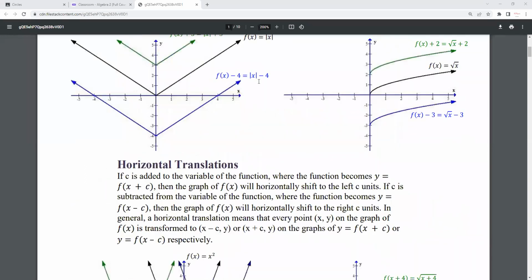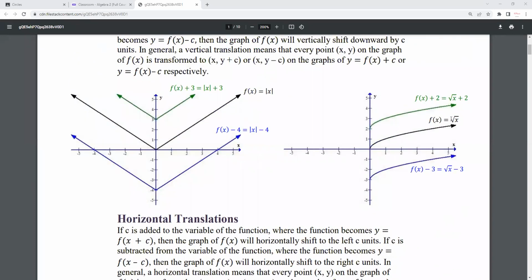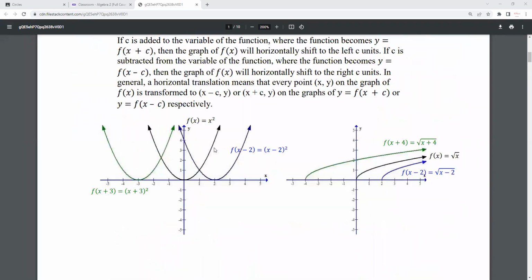So notice the difference between vertical, right? It was outside the absolute value, outside the square root. Now it is inside the parentheses. When things move horizontally, it's different. When they move to the left, it's a plus, and when they move to the right, it's a negative. Plus for left, negative for right. And you can look at the function examples there.